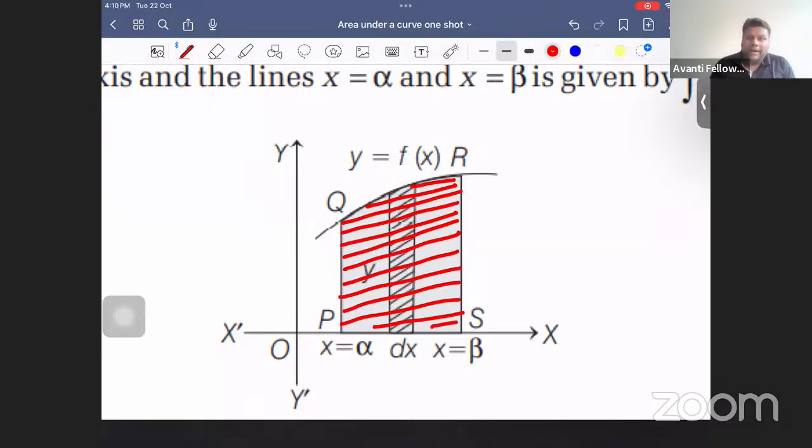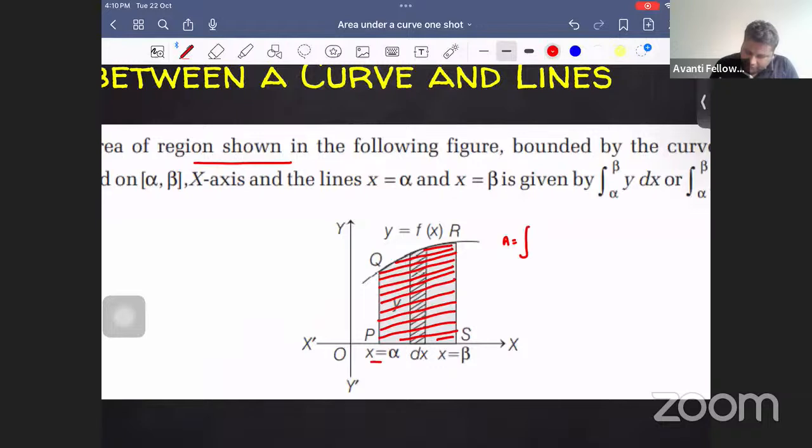Am I clear? And this area will be integration x from alpha to beta f(x) dx. That's it. Or simply area is alpha to beta y dx. Am I correct? So alpha to beta y dx.